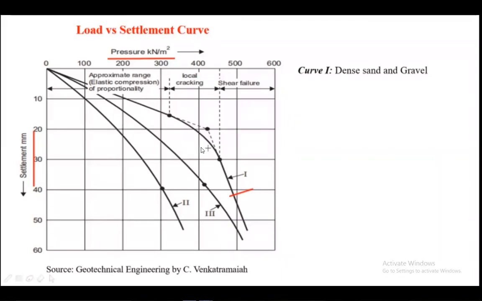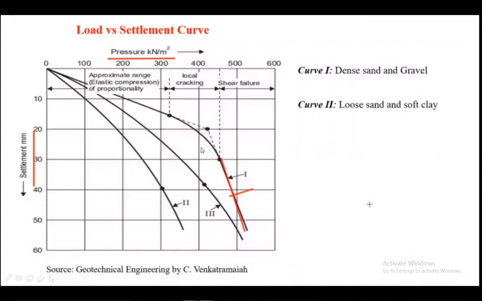Once a particular settlement is reached, after that you see a very sharp increase in the settlement. That is the point where your soil is failing. That kind of failure we have seen in consolidation as well as in other chapters. This kind of behavior is shown by a dense or over consolidated clay.